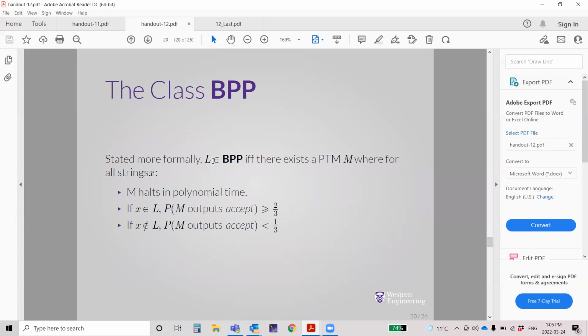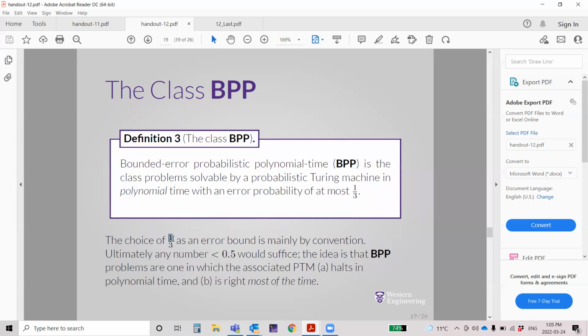To be more formal, L belongs to BPP if there exists a probabilistic Turing machine M where, for all strings X, M halts in polynomial time. If X belongs to L, output accept, which happens in 2/3 of the cases. If X does not belong to L, output accept, which happens in 1/3 of the cases, based on our assumptions here.